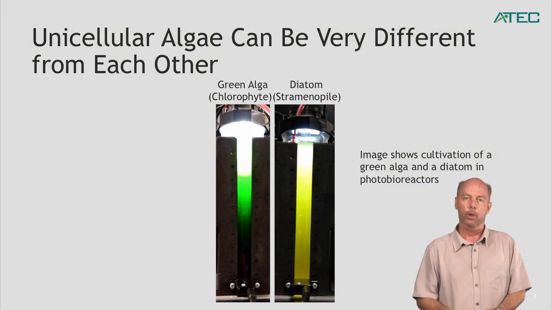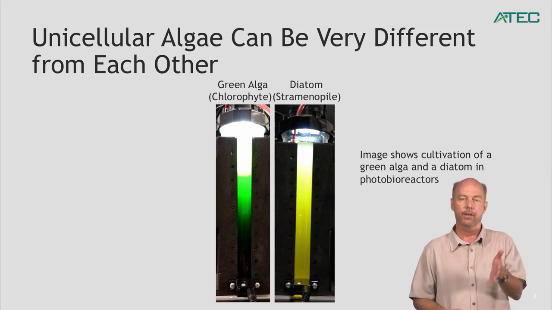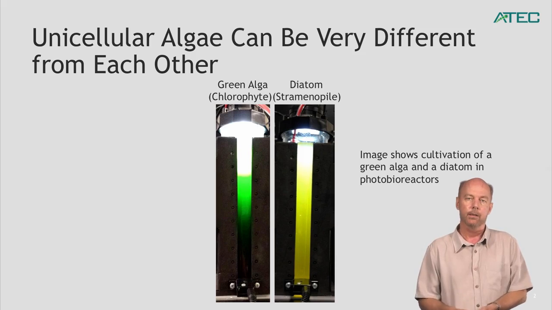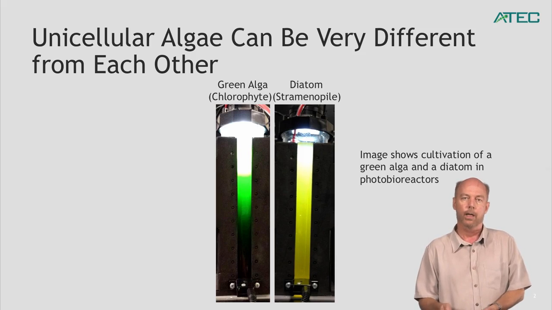So in the first slide here, we're seeing images of cultivation of two different classes of algae in a photobioreactor. On the left, we have green algal culture. Green algae are also known as chlorophytes. And on the right, we have a culture of diatoms, which are known also as stramenopiles. And in these photobioreactors, we're illuminating them from the top to mimic sunlight. And you can see a very drastic difference in the pigmentation of these two different classes of algae. Green algae obviously are very green. The diatoms are a golden brown color.